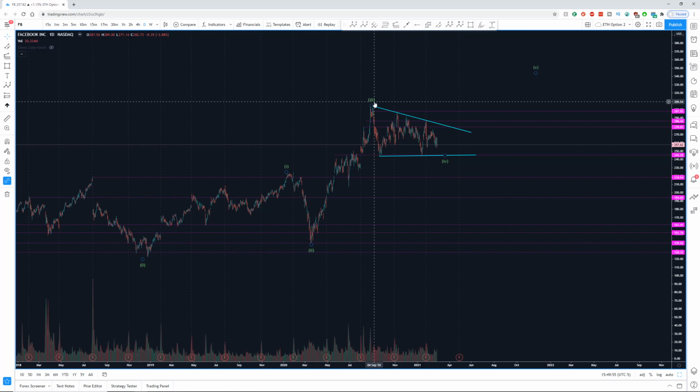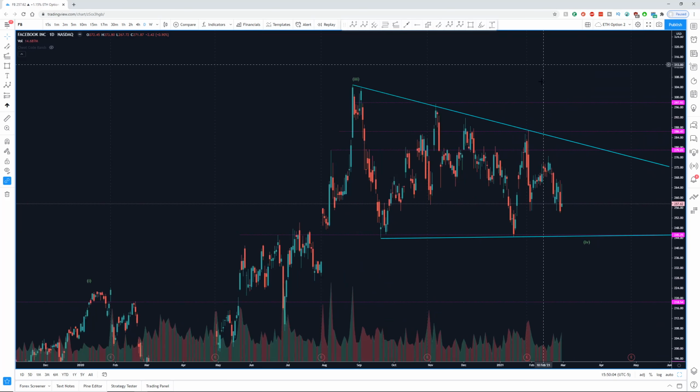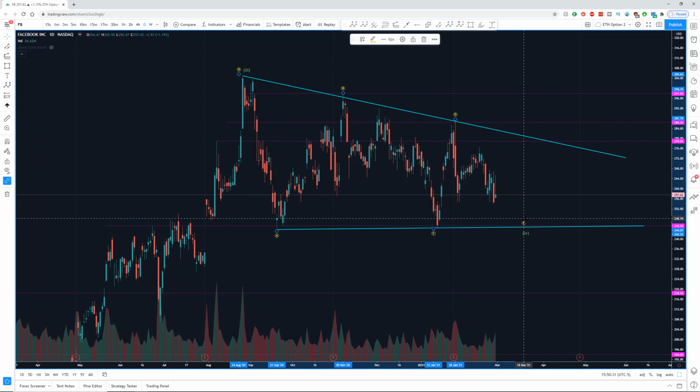So now we've kind of validated this 1, 2, 3 so far. I do believe we're in some sort of fourth wave for Facebook right now. Let's dive back into that triangle and put the ABCDE in that would signify that we're actually in this fourth wave. So the first push down is our A wave of the triangle. The next push up our B wave, next push down our C wave, next push up here our D wave, and now we're just looking for that E wave to fall in.